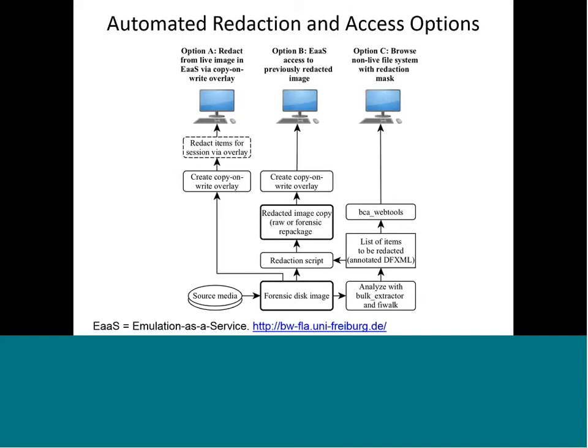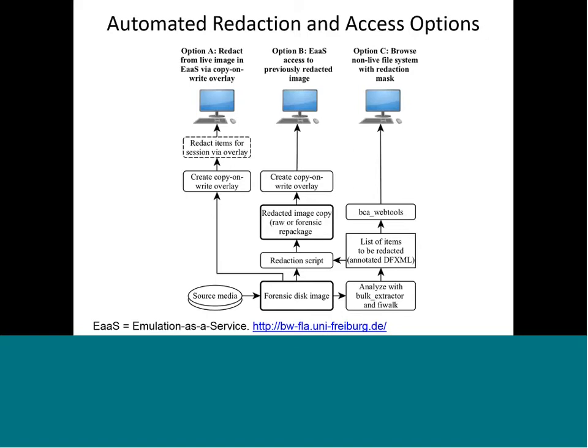These first two options are both based on Emulation as a Service. The first one has to be, because it's reflecting a core functionality built into that environment where you can use a copy-on-write overlay to only load certain parts into the emulated environment. So the idea is if you had a disk image and you didn't want an end user to see all of it, you would essentially give instructions to Emulation as a Service to only load certain parts into the emulator. The other option is that you redact things out of the image, right?